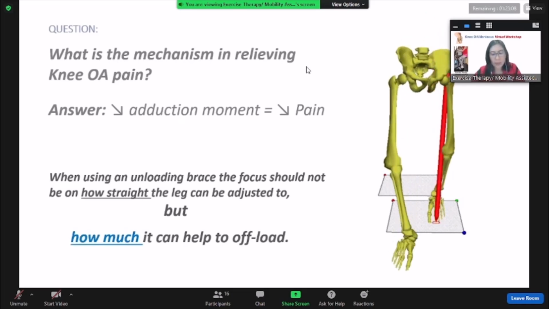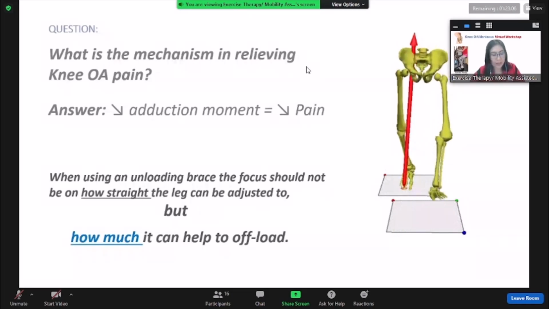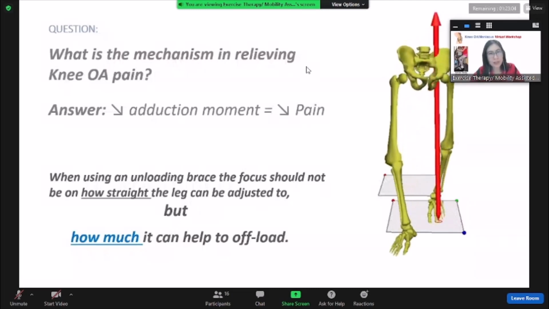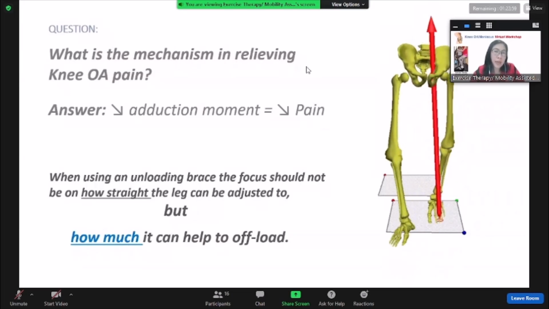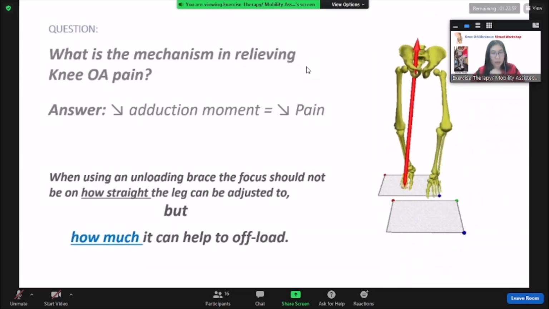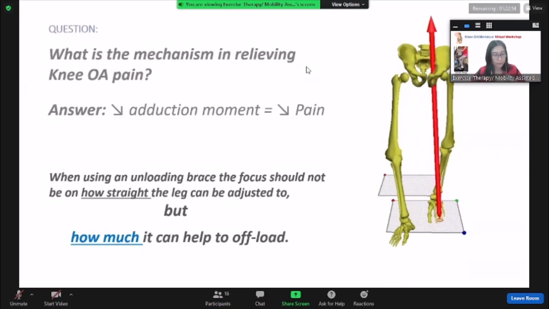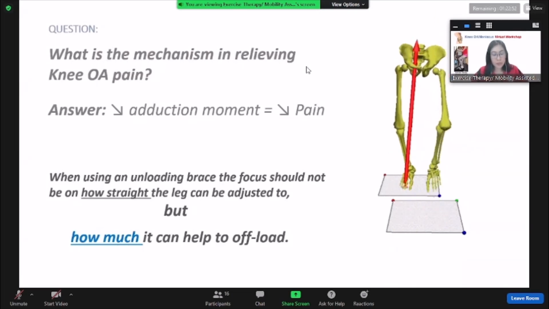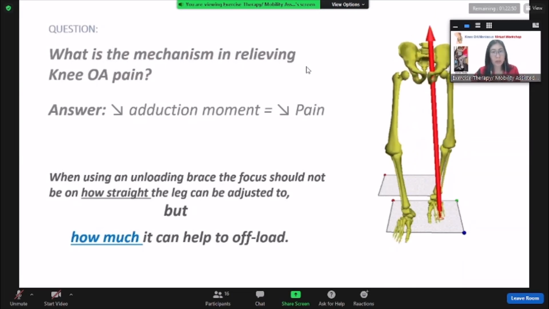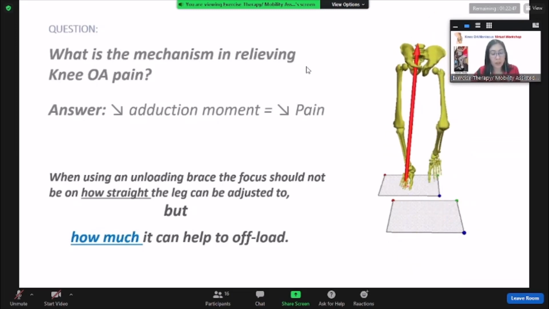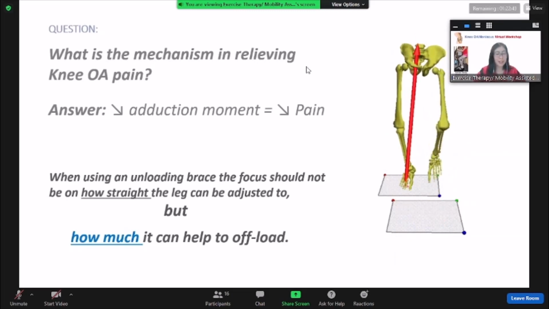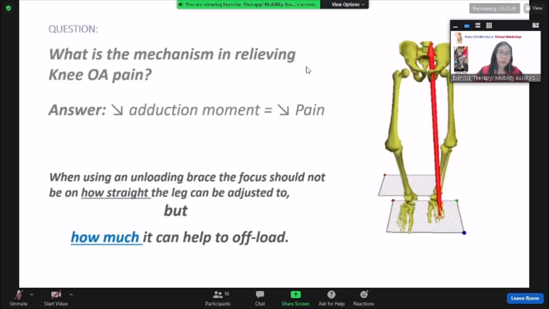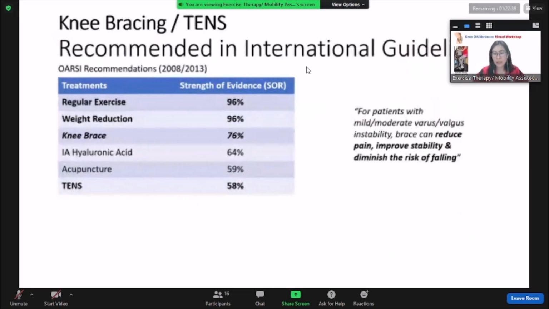Okay, and we would also like to let you know that once the offloading is actually applied to the brace, the knee joint actually remains unloaded while they walk. Because once you are able to offload the pressure from the affected compartment, the patient will actually experience less pain. So what do guidelines actually say, or are there any studies that have demonstrated this?